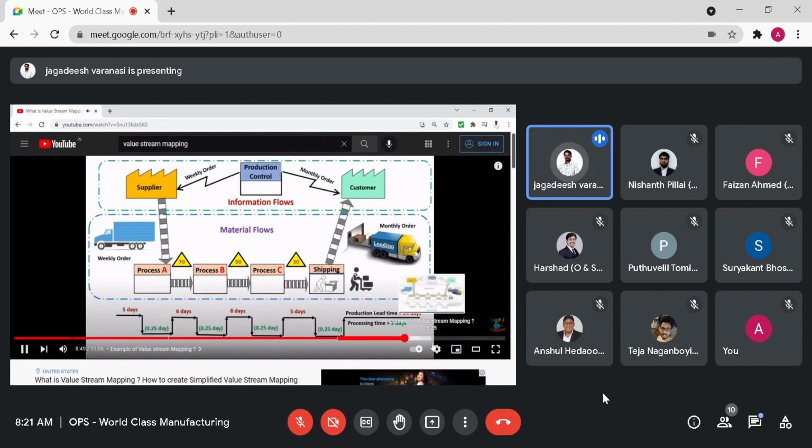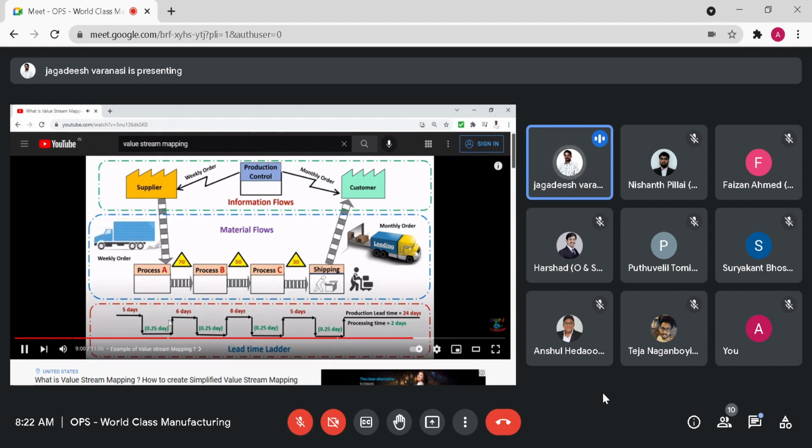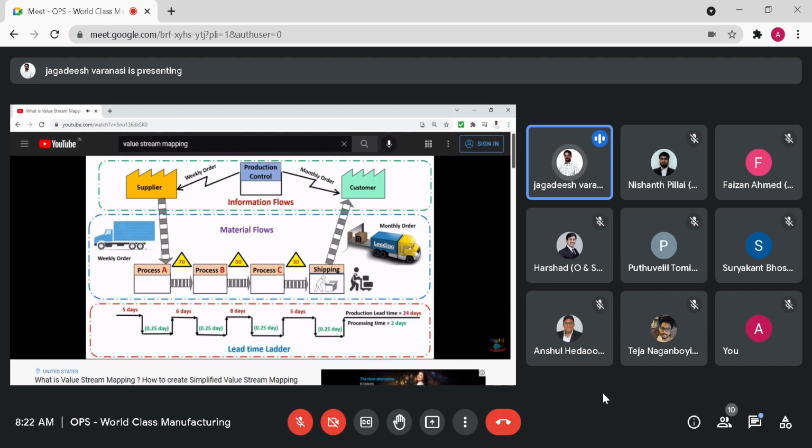The next section that we have is the time ladder. The time ladder provides somewhat a simplistic visual representation of time value. The upper portion of time ladder represents the average amount of time the feature is taking. Suppose in this case, the process A is taking 0.25 days, and before that there is a 5-day of waiting time. And between process A and process B, there is a waiting time of 6 days, and then process B is taking another 0.25 days.